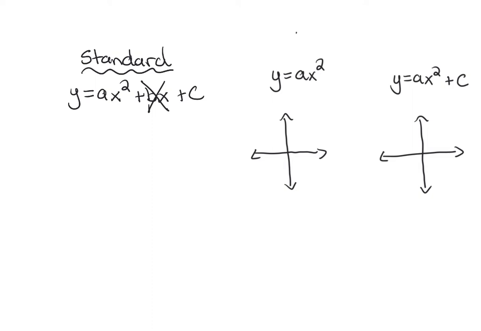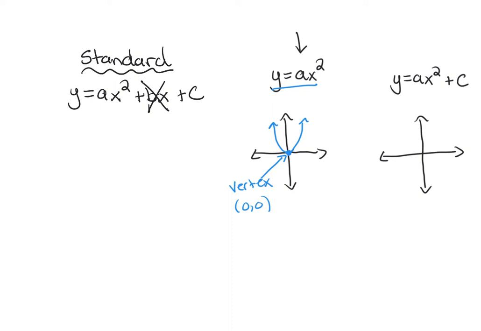About the graph. If we have the single term quadratic, the vertex is 0, 0, and it creates this parabola. So I'm going to say this again. That center middle dot is called the vertex. And in this form, the vertex is at 0, 0.